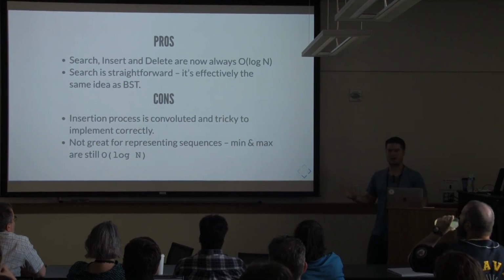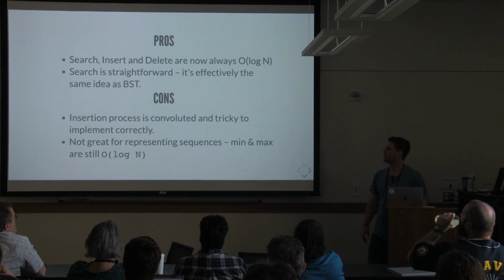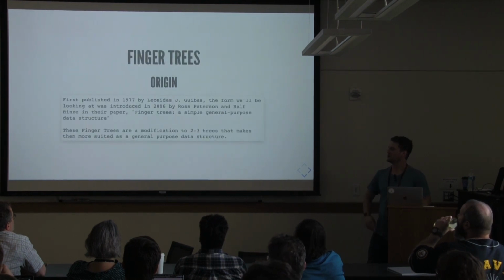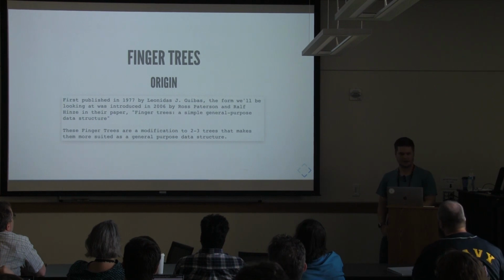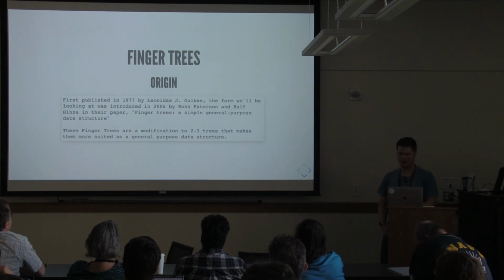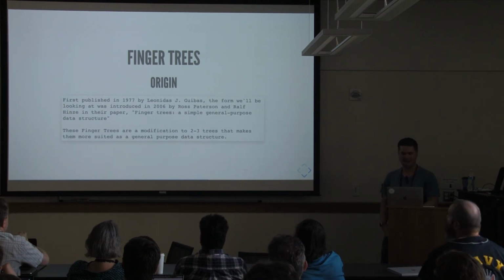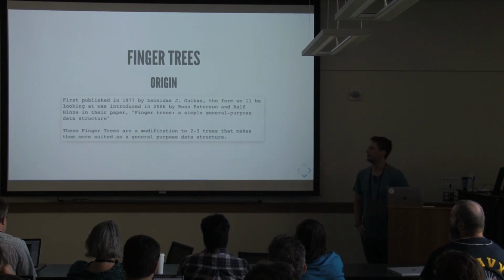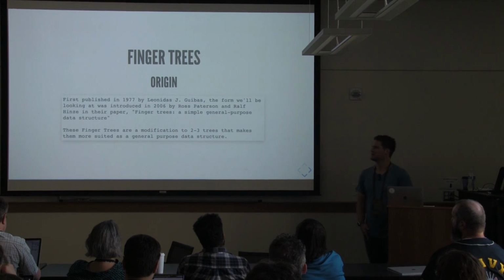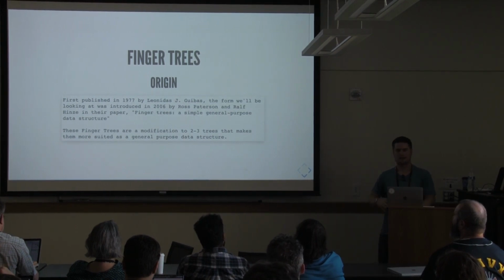So it turns out we can do better than this, and this is pretty recent. So there's a thing called the finger tree, and it was first explored by Leonidas Guibas. I don't know if that's right. But the one we're going to be looking at is more recent. Ross Paterson and Ralf Hinze wrote a paper in 2006, and these actually take 2-3 trees and modify them in a way I'll show you.